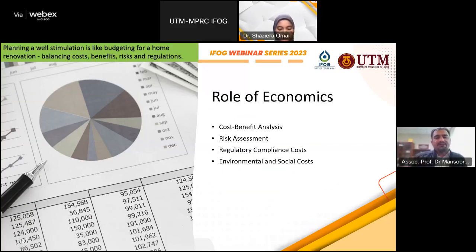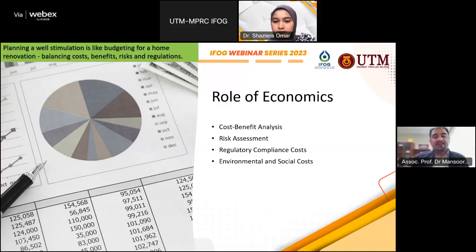In this segment of our discussion, we are going to shift our focus to the role of economics in well stimulation. First on our list is the cost-benefit analysis. Well stimulation is an investment, of course, and all investment involves cost and potential benefits. The cost includes the direct expense of the stimulation process, such as the cost of chemicals, equipment, and labor. The benefits are the increased production of oil and gas resulting from the stimulation.